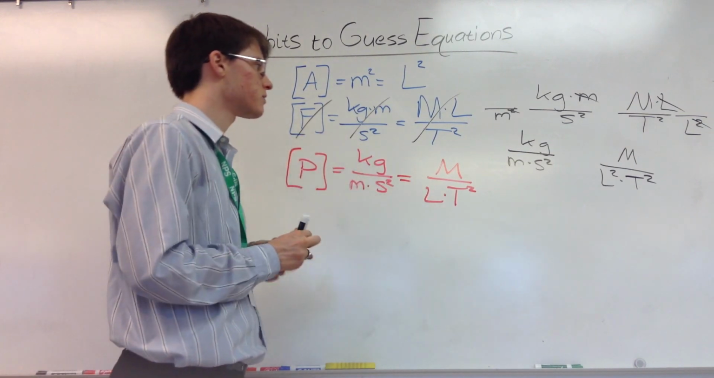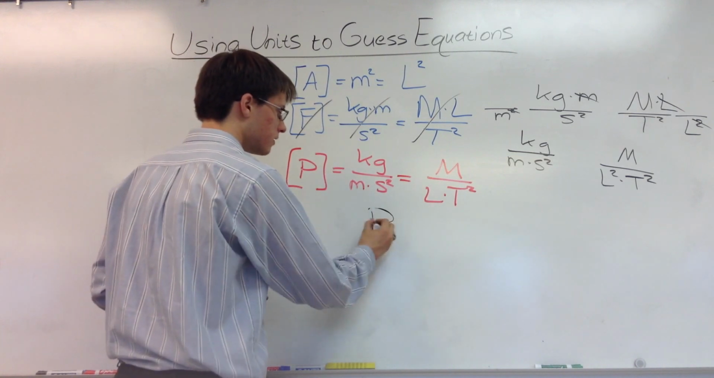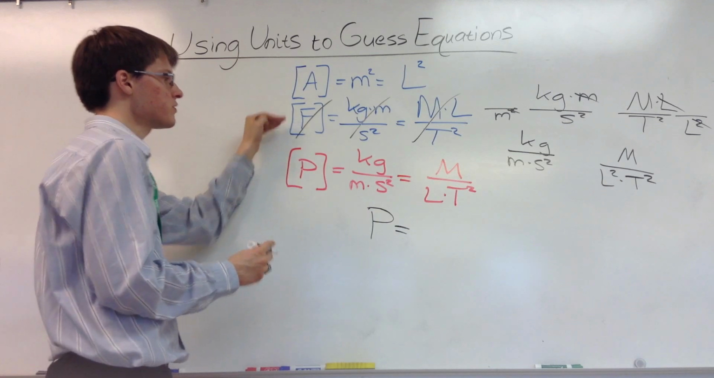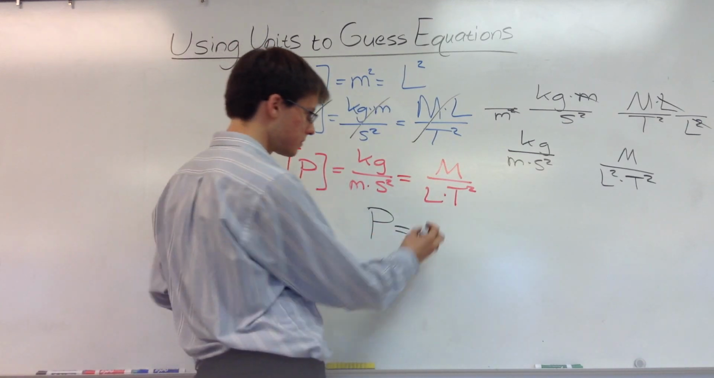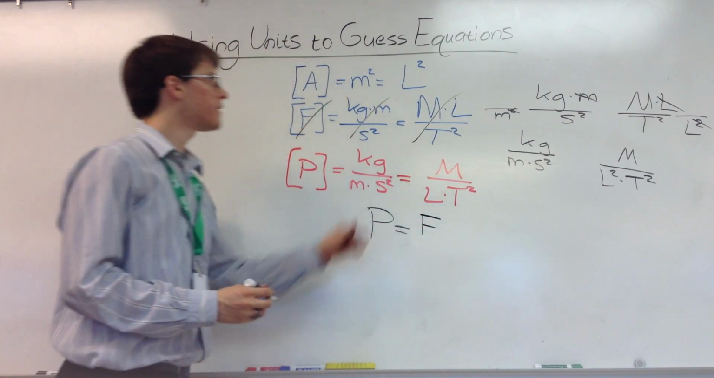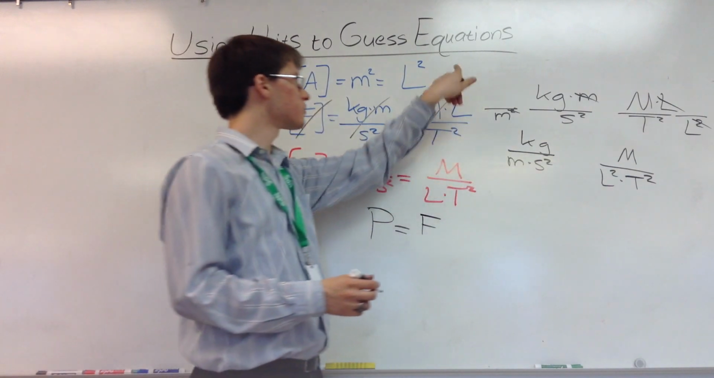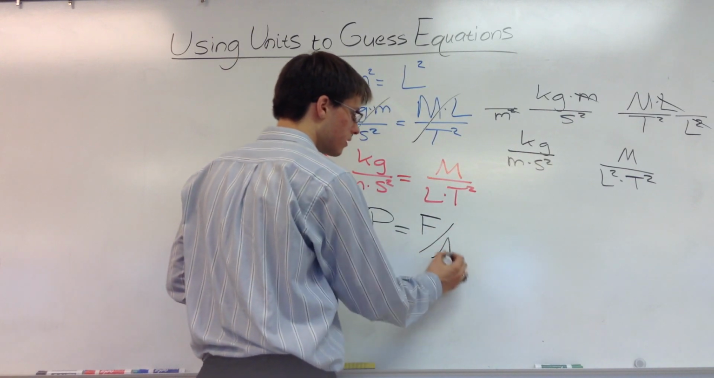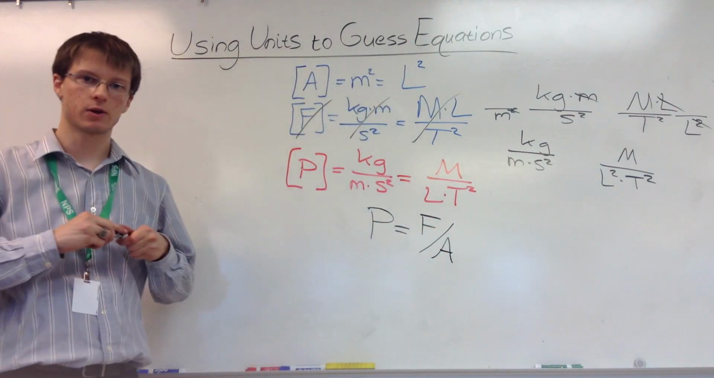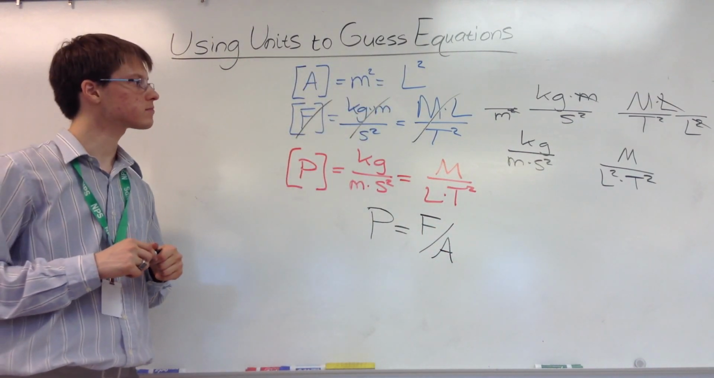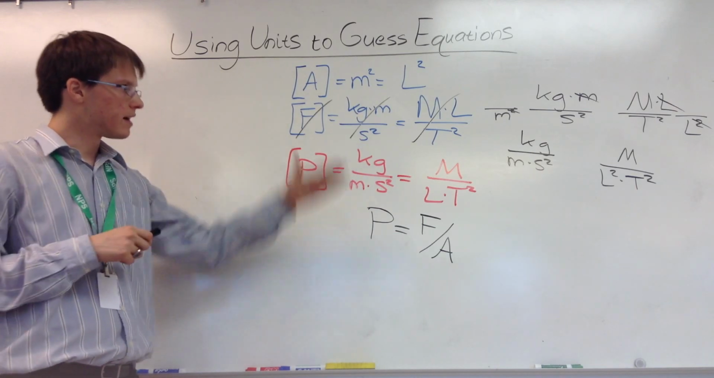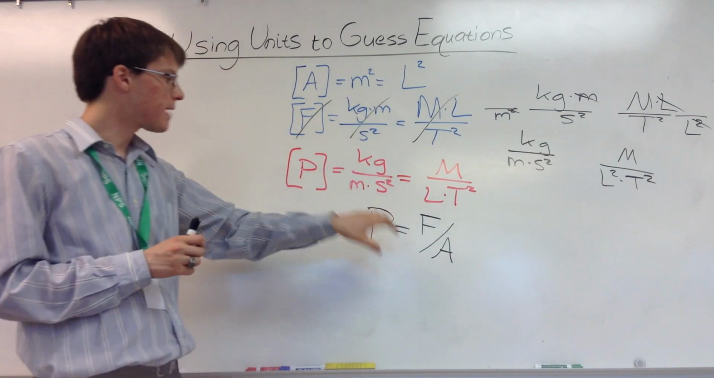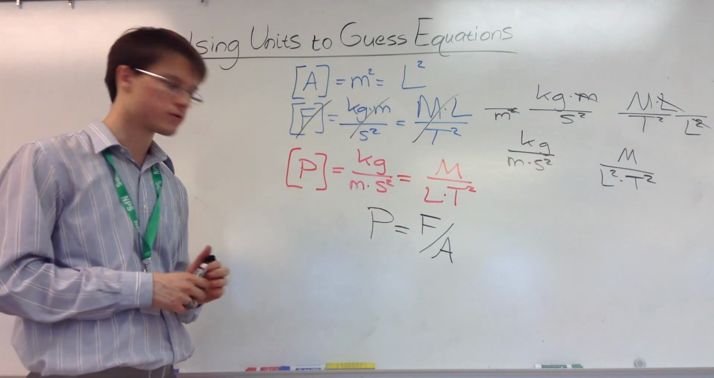Now we just have to go backwards. So we start with pressure is equal to, as always, and what did we do? Well, we took the force, and we didn't do anything to it. So I'm just going to write down the force. Then we took our area, meters squared, length squared, and divided by it. So F over A. And that's the equation for pressure. So again, analyze the units, put them together. It's like a puzzle, figure it out, and then back substitute for the values that you're interested in.